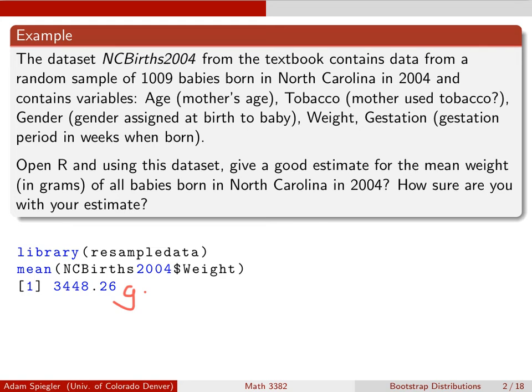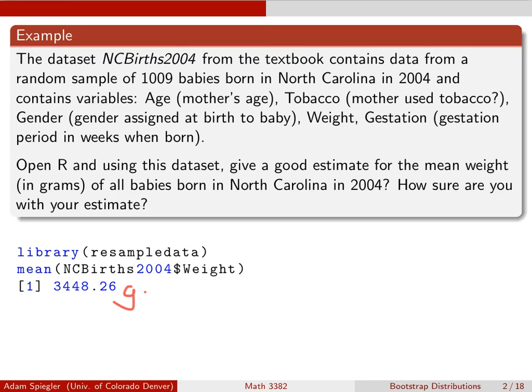So this would be a good starting point for our guess, right? If someone asked you, here's a data set of 1,009 babies, we want to come up with an estimate for what the mean weight of all babies would be, this would probably be your first starting point: let me calculate the mean of my sample.